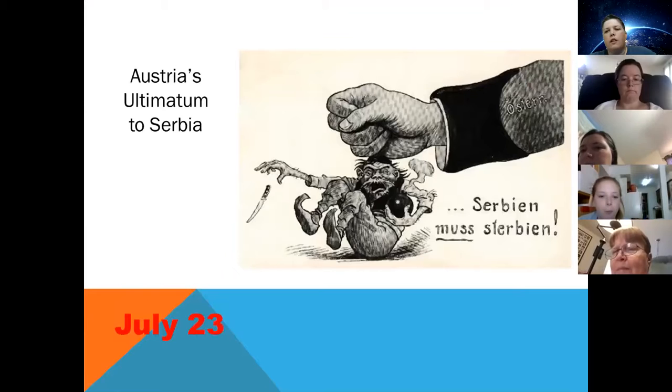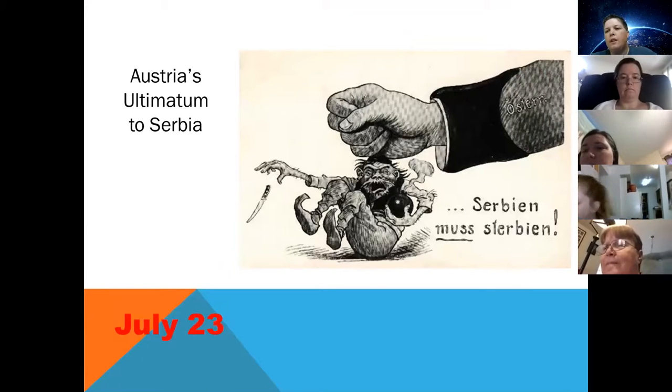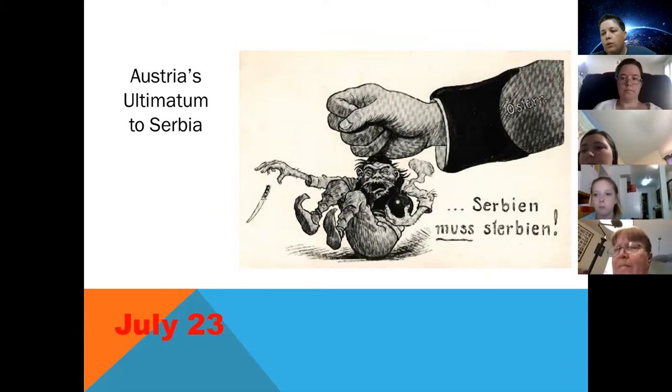A couple weeks later, on July 23rd, Austria issues this ultimatum to Serbia. It says you've got to do all of these things and give us all of these people. It was intended to be impossible for them to comply. In fact, Germany was really pushing Austria-Hungary to make it so difficult that Serbia couldn't comply, and they didn't think Serbia would because they were so nationalistic. This cartoon says that Serbia must die, and it's a cartoon coming out of Germany at that time.